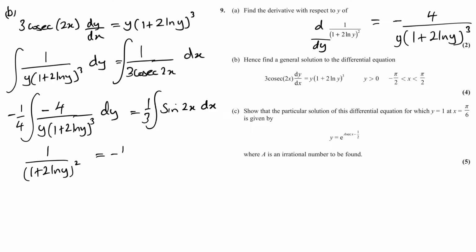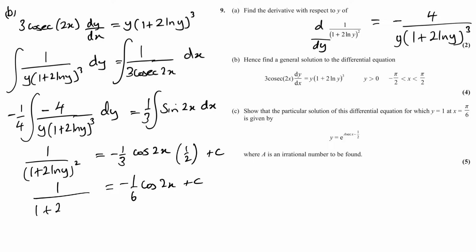So we're going to get minus 1/3 cos 2x. And when I integrate, I need to divide by this differentiated. So I'm also then going to be multiplying by a half, and plus a c, a constant. So on this side we got minus 1/6 cos 2x, and on the left side we got 1 plus 2 ln y squared on the bottom of my fraction.